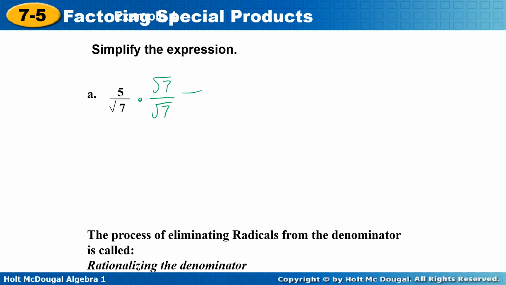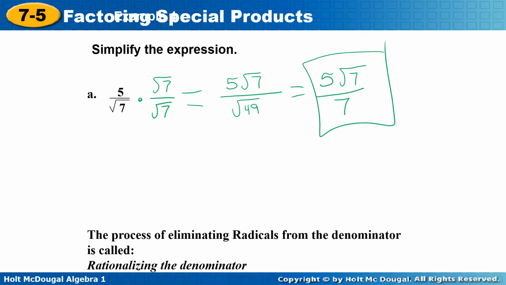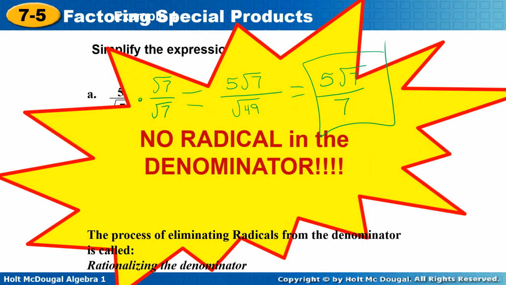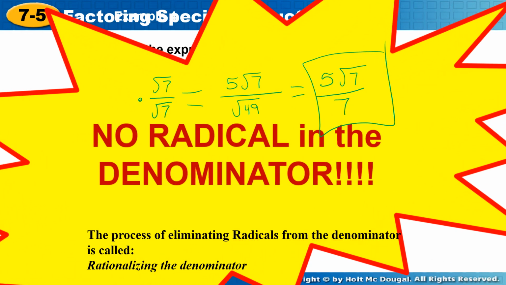Okay? So our numerator, we're going to say 5 times root 7, which becomes 5 root 7. And our denominator becomes root 49. 7 times 7, which is 49. And the square root of 49 is 7. So we're going to be left with 5 root 7 over 7, which is rationalizing the denominator. Okay, so no radical in the denominator. Never leave it with a radical in the denominator. If they ask you to simplify and you have a radical in the denominator, it's not simplified. Okay, it's an important thing you want to write down before you go to geometry next year.